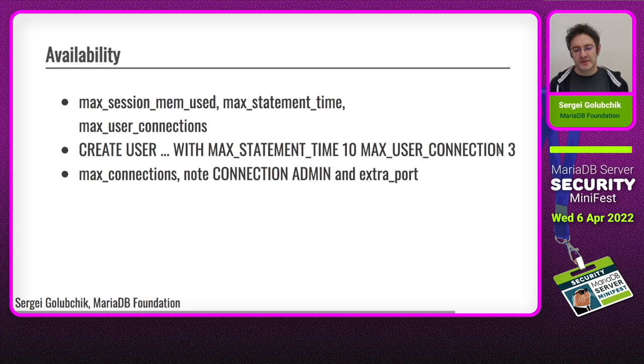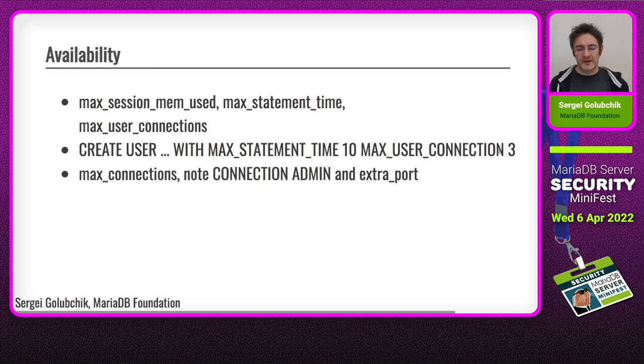And max_user_connections limits how many simultaneous connections any single user account can have. You can specify them globally, as the first bullet point shows. You can specify them per user using create user or alter user or grant statement, like in this example on the slide. And max_connections limits the total number of connections by all users. Unlike max_user_connections, which limits the number of connections per user, per account, max_connections limits the total number of connections for the whole server.